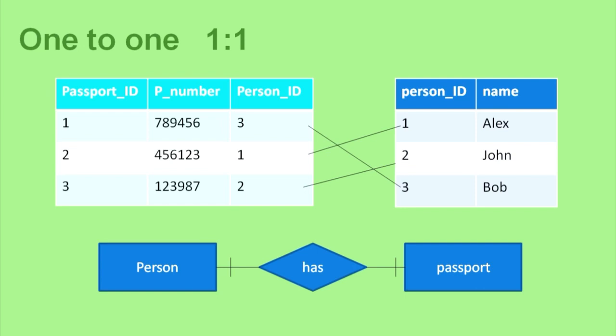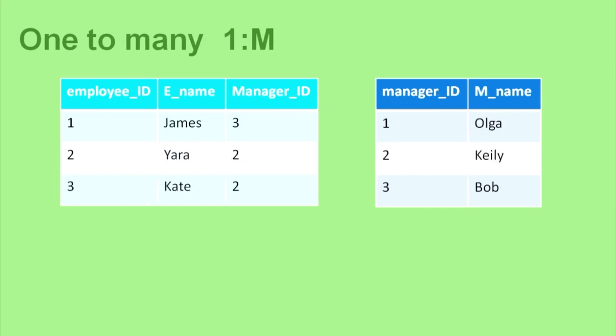The second type of communication is the most popular. It is one-to-many, or with such an abbreviation. What is its main meaning? Its main meaning is that a certain record from one table can correspond to several records from another table at once.